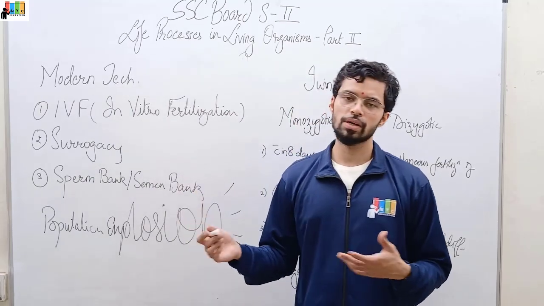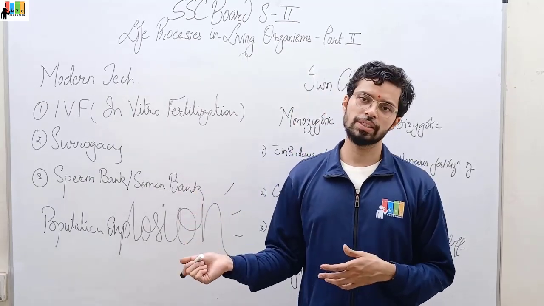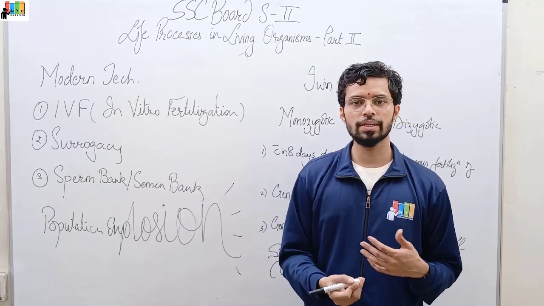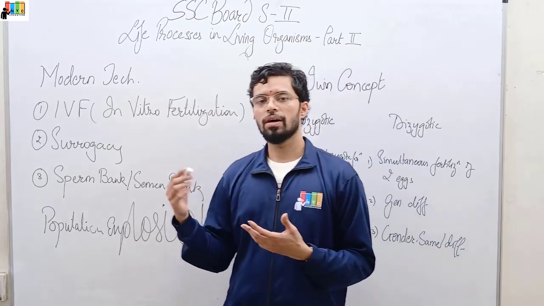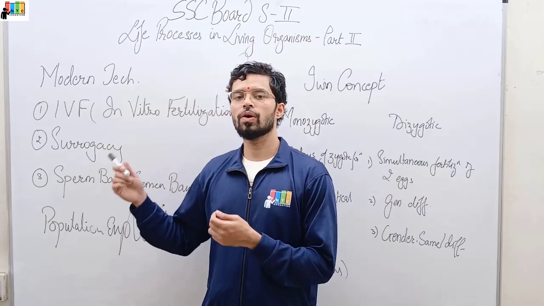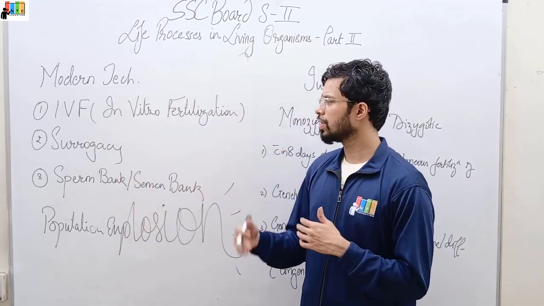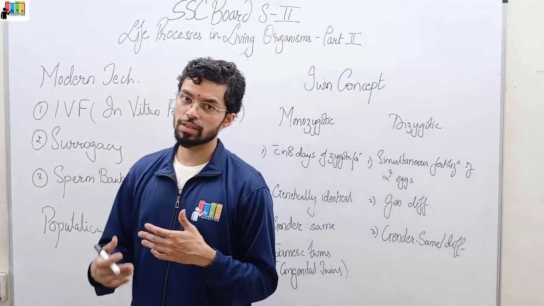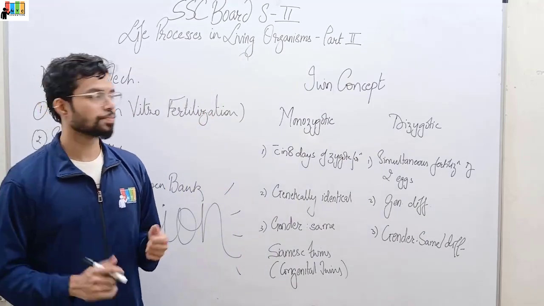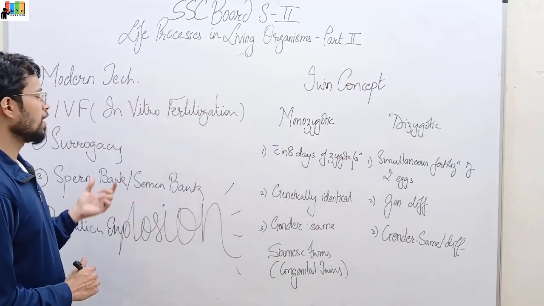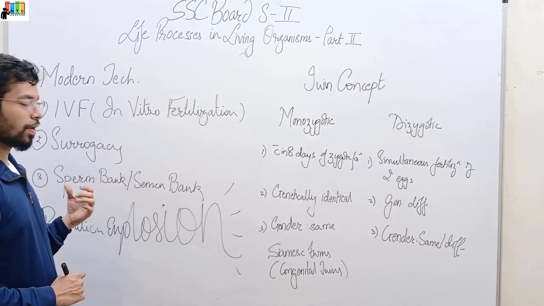Now here also there are two methods. Either there is artificial insemination, you can get it inserted, or you can resort to IVF followed by implant. So a lot of methods, it's a matter of choice and money. So this is about modern day technology.